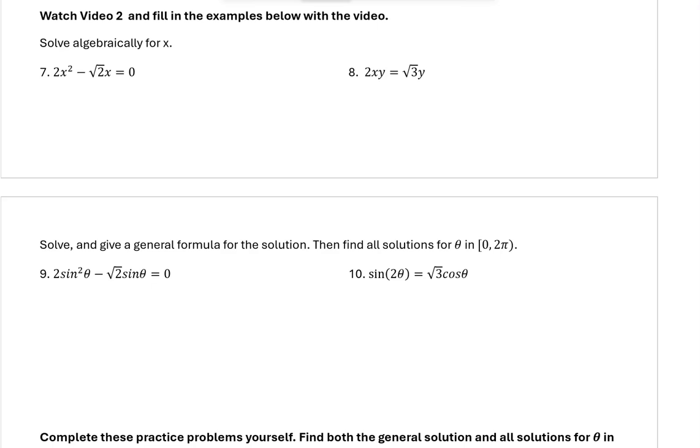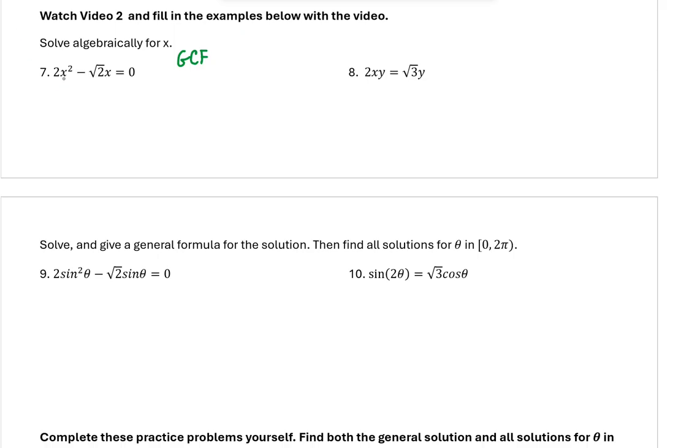Okay, in video 2, we're going to look at another situation that might come up algebraically and in trig. If you look at number 7, you have an x squared term and an x term, but you don't have another term. Notice that these terms do have an x in common, and since there is not a constant term that doesn't have an x, you have a greatest common factor. So the way we're going to solve these is using a GCF, greatest common factor.